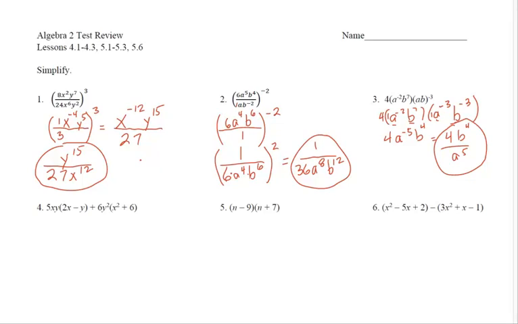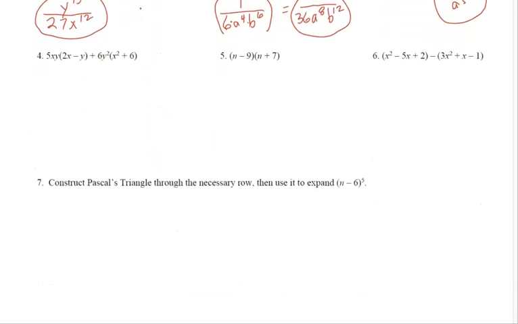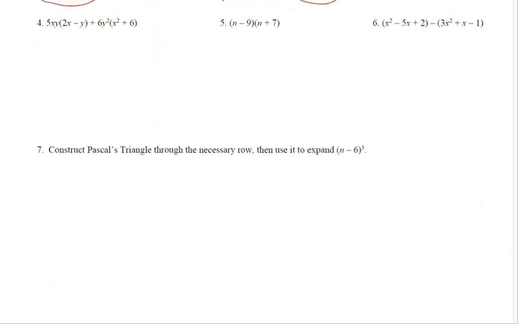All right, moving on to number 4. We're going to do the distributive property with 5xy. So 5 times 2 is 10, x times x is x squared, and then y times 1, if you want to think of it that way. And then 5xy times negative y is negative 5xy squared.